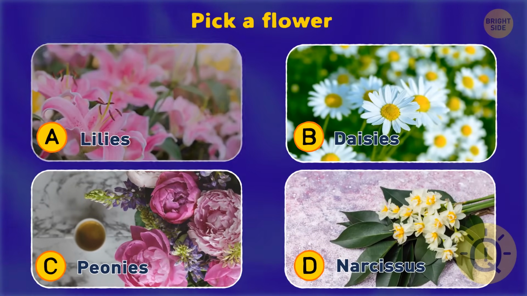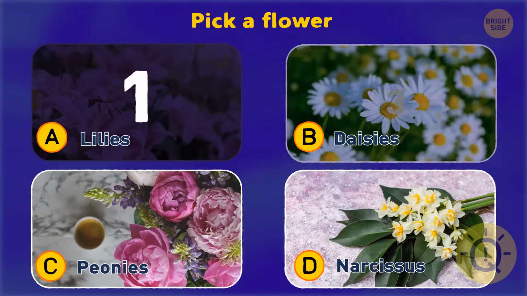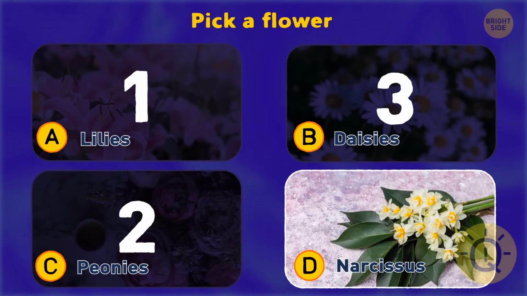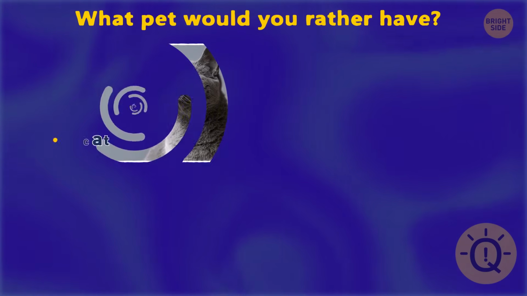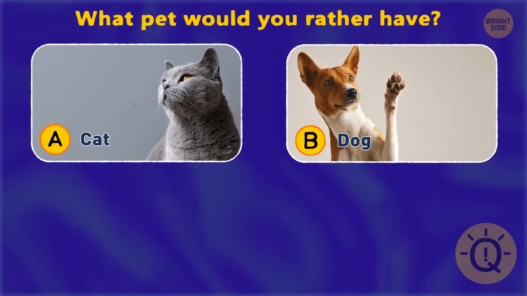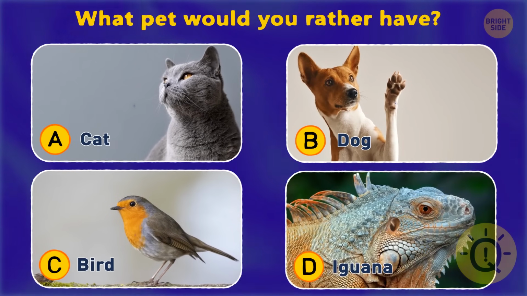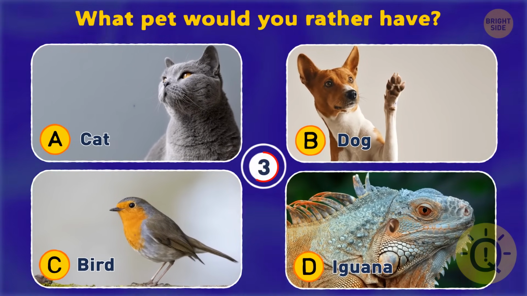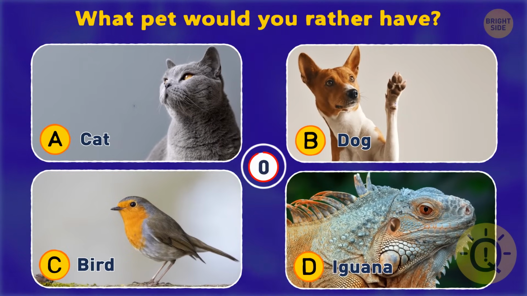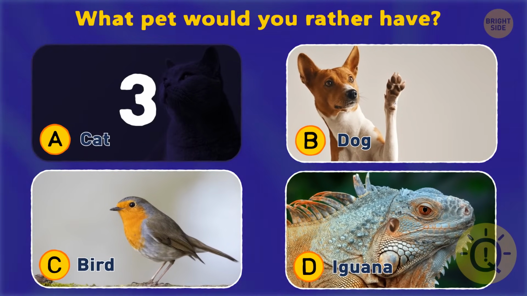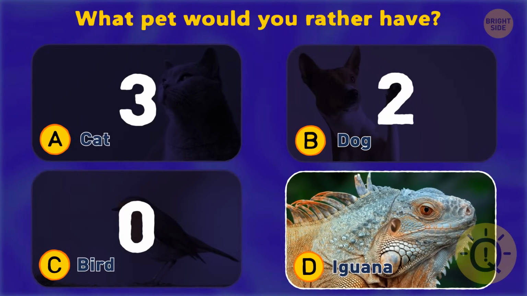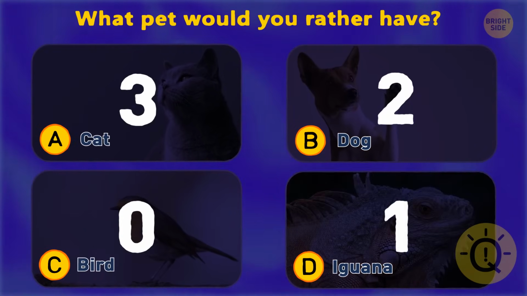Card A adds 1 point to your score. Option B brings you 3 points. If you chose C, grab your 2 points. And answer D brings you 0 points. What pet would you rather have? Cat, dog, bird, iguana, obviously. Card A adds 3 points to your score. Option B is worth 2 points. C brings you 0 points. And answer D brings you 1 point.